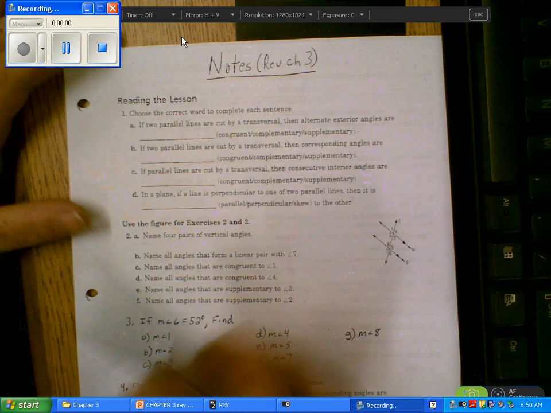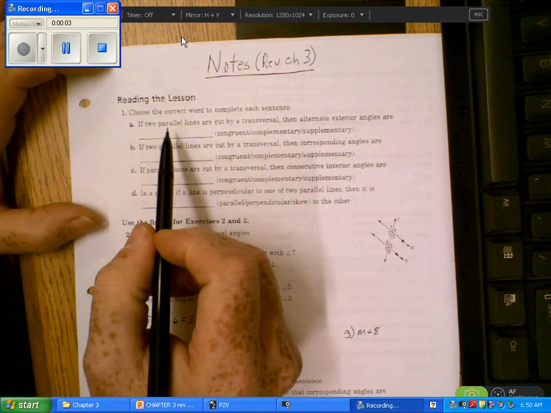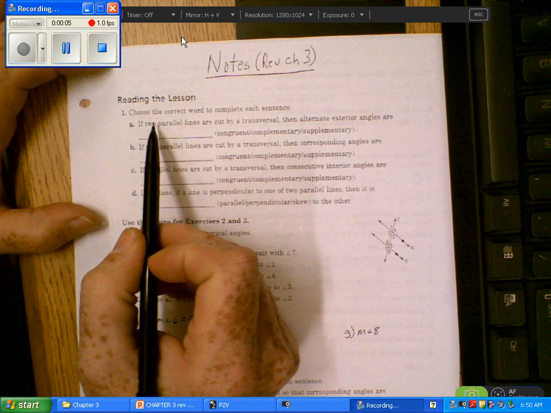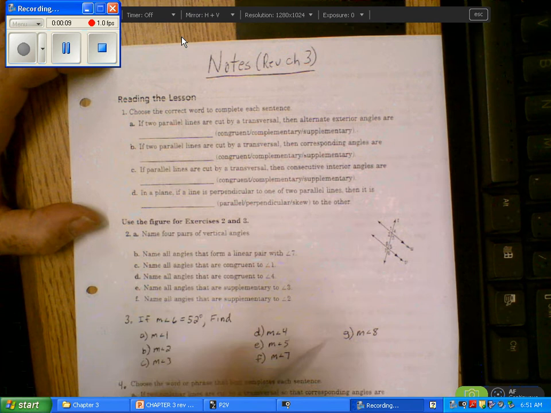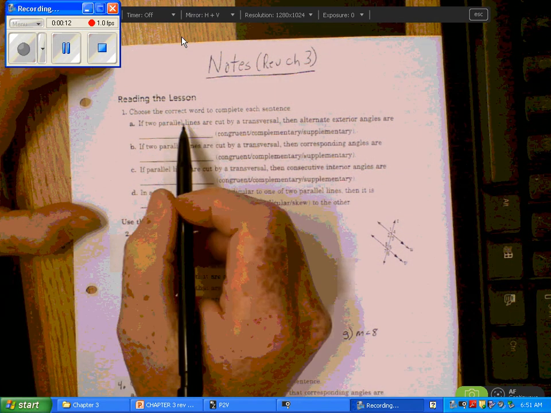Alright, this is the review of Chapter 3 that I said would be on Moodle. If you get on there, you just copy in the answers. This is the set of notes you can use on the test.